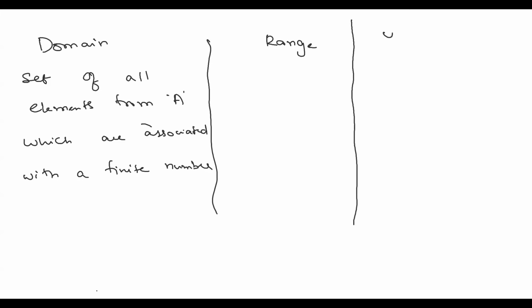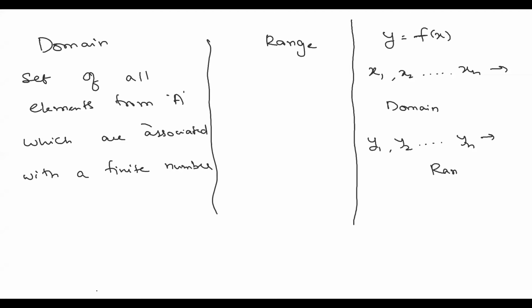If I take y is equal to f of x, generally the elements x1, x2, so on till xn are going to be the set of domain. The elements y1, y2, so on till yn are going to be the set of range. So basically you have two terms, domain and range, and the third term is also there. Can you tell me what it is? It is the codomain.